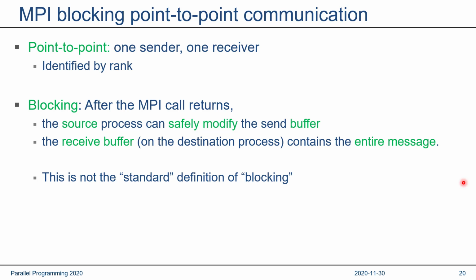In MPI, blocking means that after the MPI call returns, the source process can safely modify the send buffer. So whenever the MPI send call returns, you can safely reuse the buffer and do whatever you want with it. The receive buffer on the destination process contains the entire message after the call has returned. So this may seem trivial to you. Of course it contains the entire message, but you will later see that non-blocking has a different semantic. So this is the semantic of blocking. You can safely modify the buffer no matter whether you sent something or whether you received something.